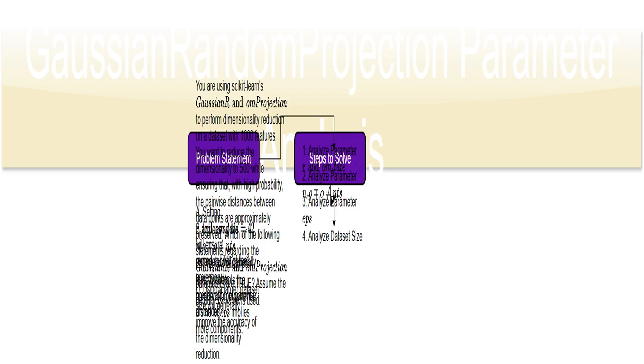This section sets the stage for understanding the parameters used in the Gaussian random projection technique within scikit-learn, a popular machine learning library in Python. We'll be examining how these parameters influence the outcome of dimensionality reduction.